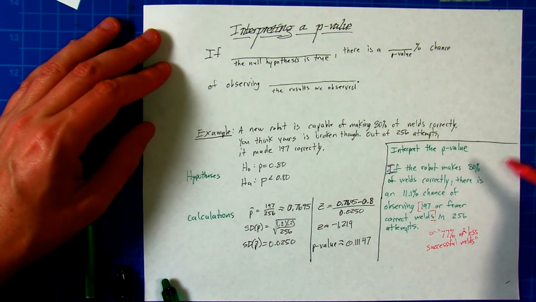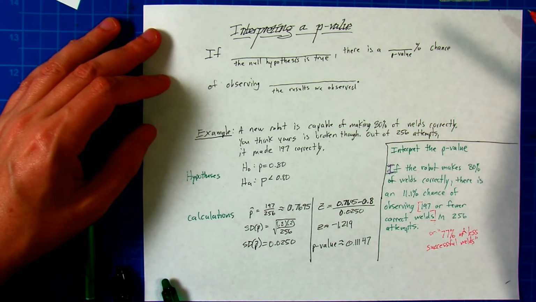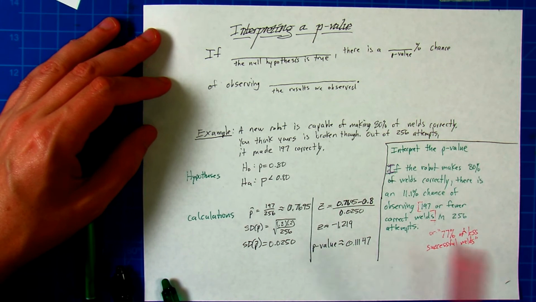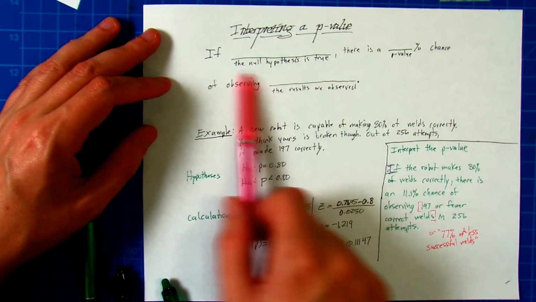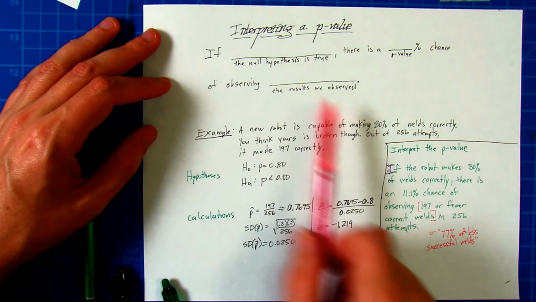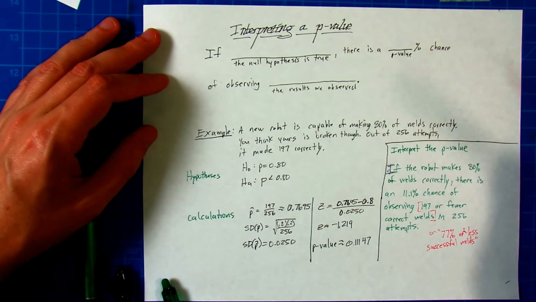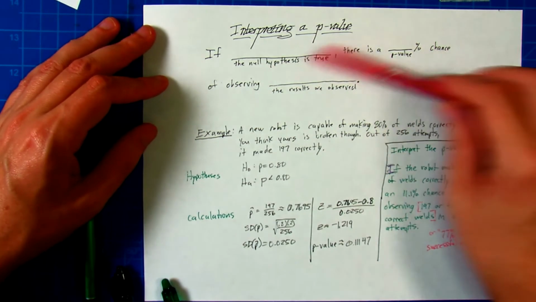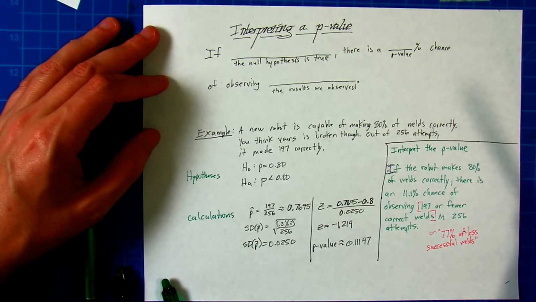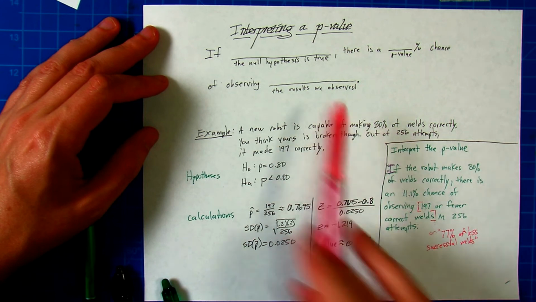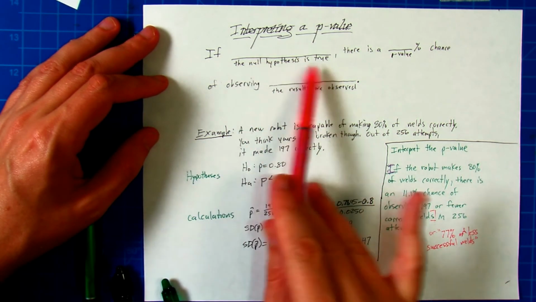So you notice that the interpretation is a conditional statement. You have to write a little bit because you're assuming the whole time the null hypothesis is true. You can't leave that part out. You can't leave out the p-value. You need to include all of this to have a successful interpretation, which makes it a difficult concept because it is conditional on this null hypothesis being true.